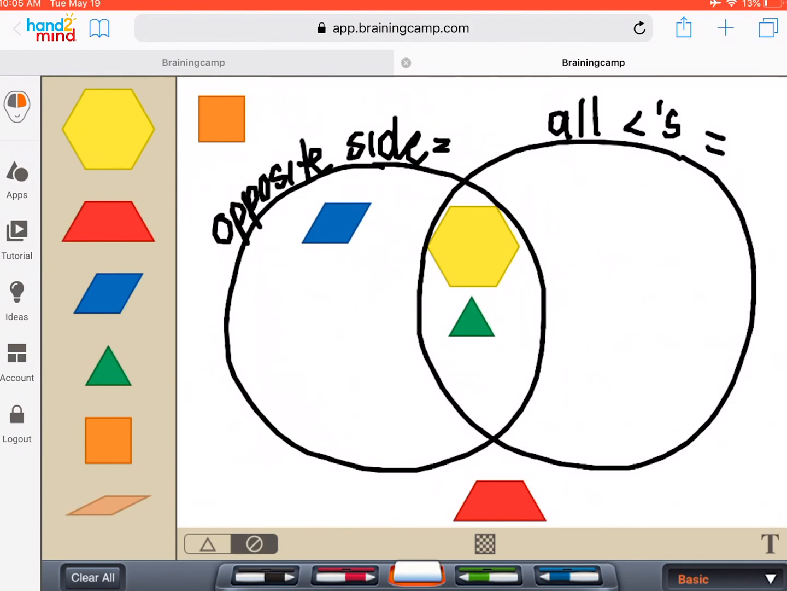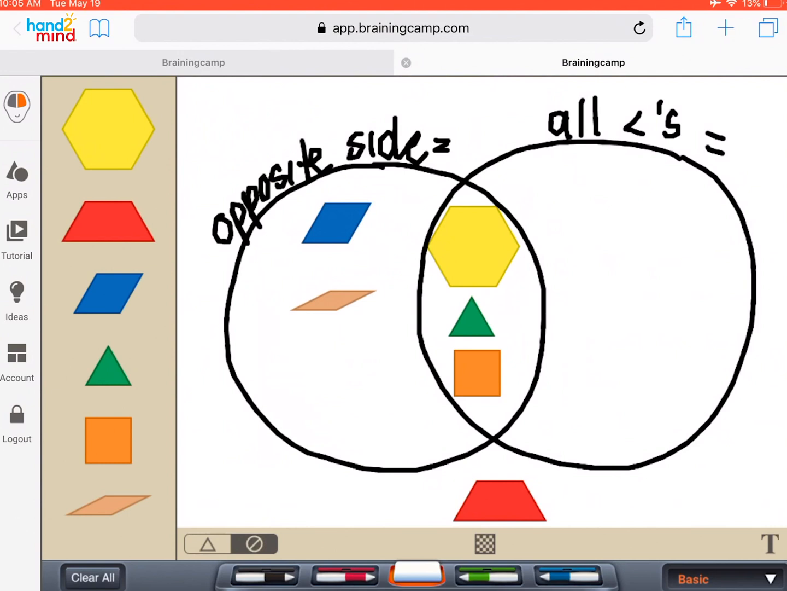Next, we have our orange square. Our orange square, again, has opposite sides that are equal to each other and all angles are equal. So again, that is going to end up in the center. Finally, we have our beige rhombus, which again is going to show that opposite sides are equal to each other, but not all angles. So here's one way that Eric can compare and contrast the shapes in his pattern blocks.